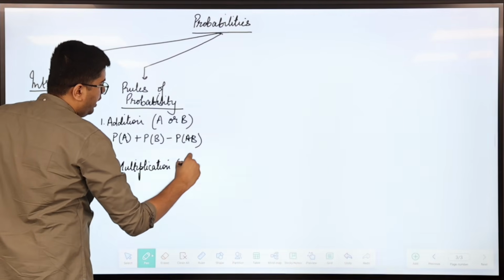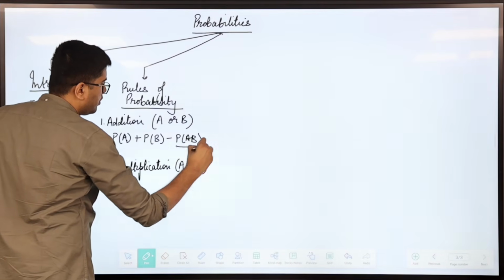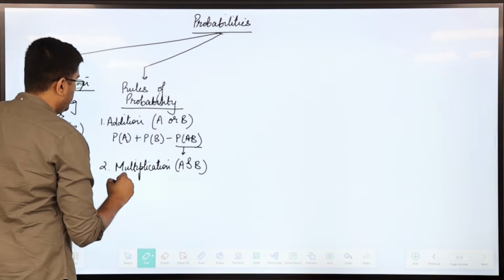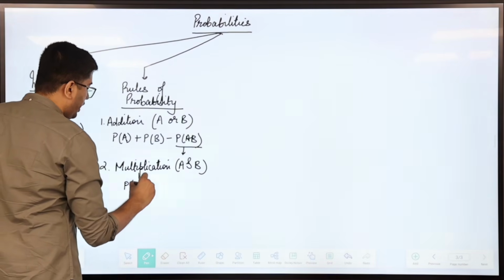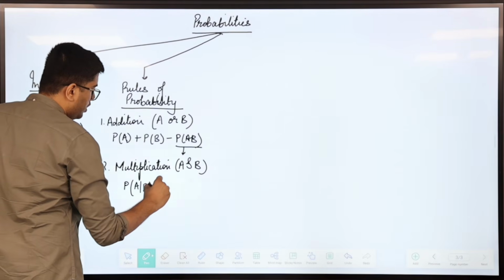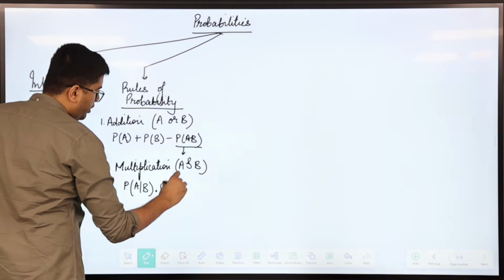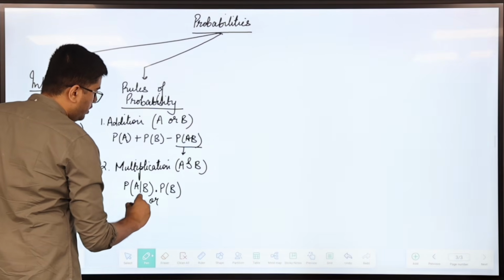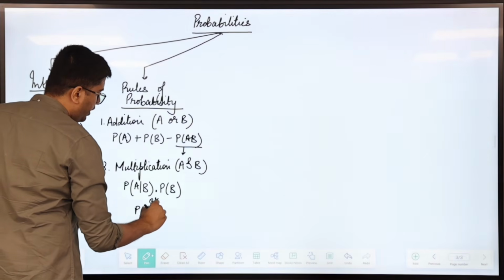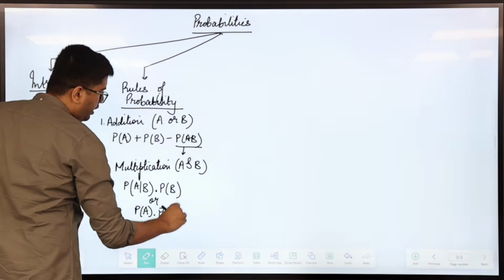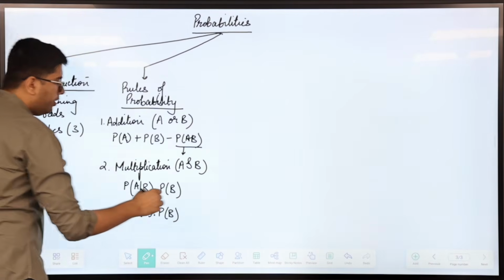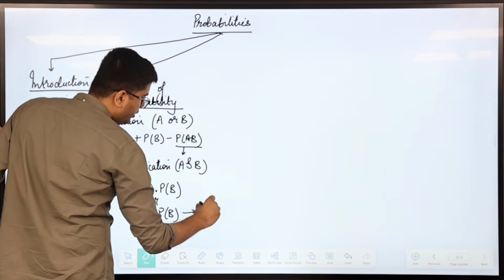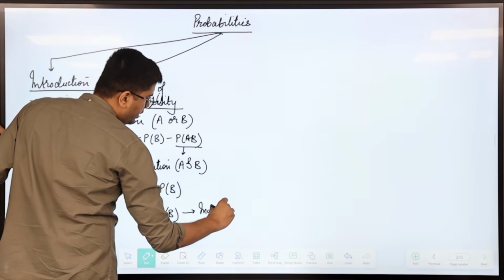Which is A and B. So this is denoted as probability of A given B into probability of B, or simply probability of A into probability of B, depending upon whether A and B are independent events or dependent events. If A and B are independent, then we use the second notation, independent events.